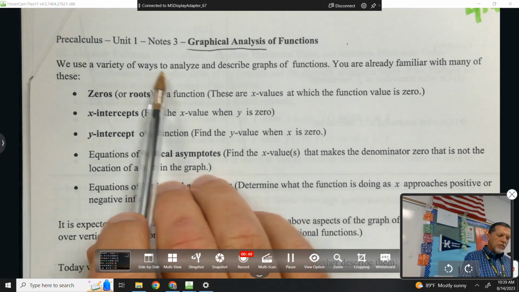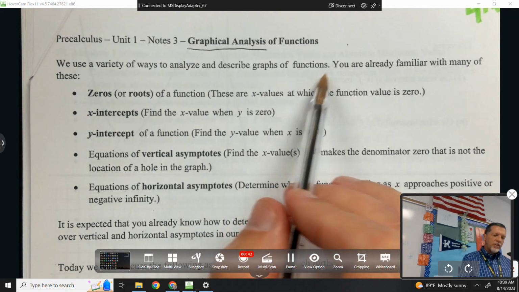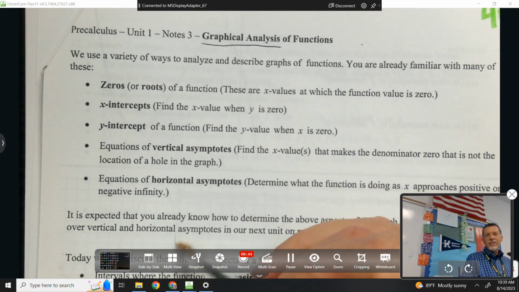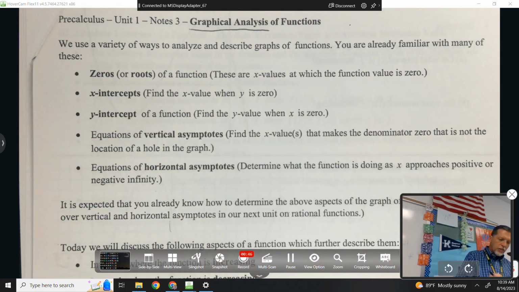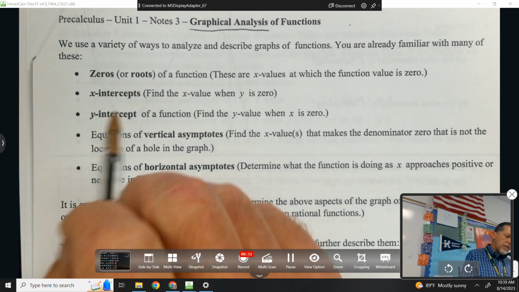All right, we use a variety of ways to analyze and describe graphs. You're already familiar with most of these. So we're going to cruise through this first third pretty quick. Stop me if you need an explanation, though.